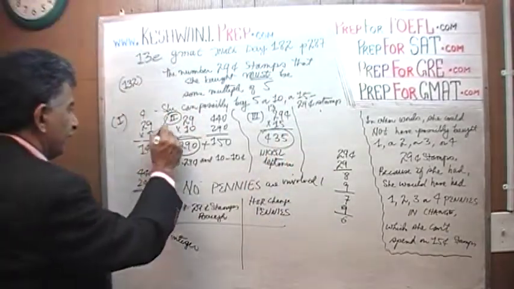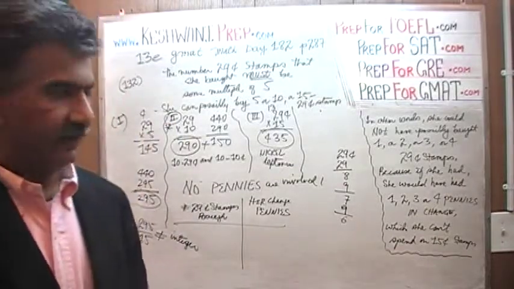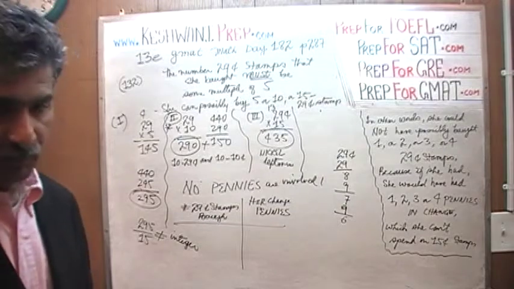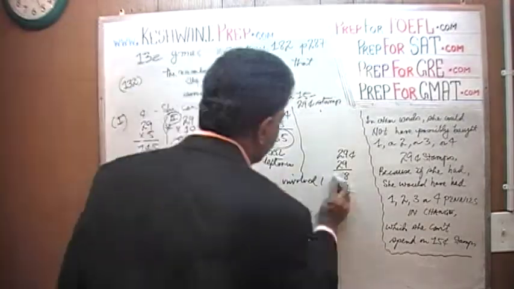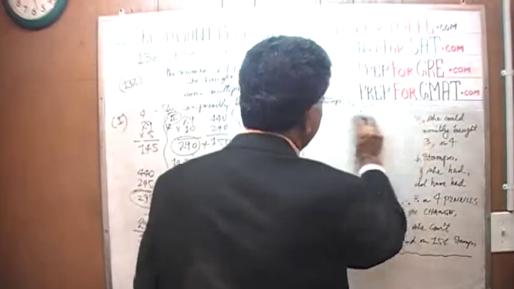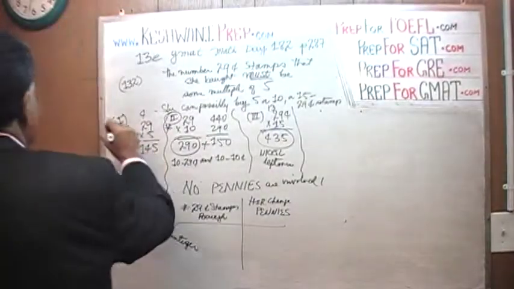The only possible scenario is that she bought 10 of each. That's it. I'm done with it. I think I'm beating a dead horse by now. Let's look at the second statement. So the first statement does do the job. The first statement is enough.